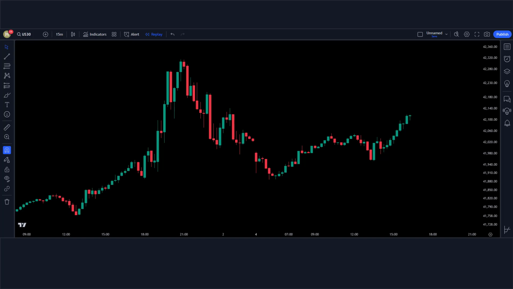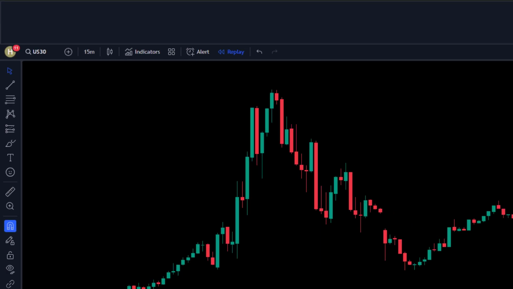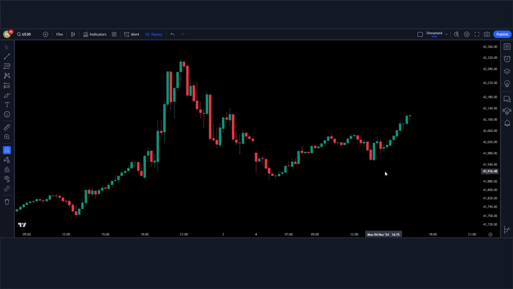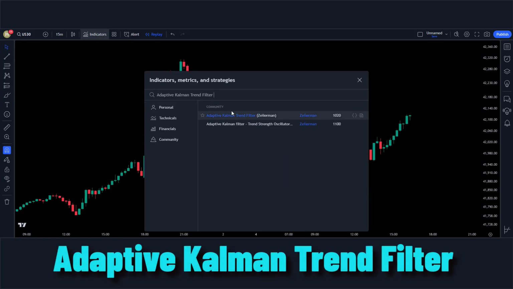Now let's create a trading setup. So first you want to open a clean chart in TradingView. We are going to test this strategy on 15-minute time frame in US 30 chart. Now let's add the indicator to the chart. First indicator name is adaptive Kalman trend filter.